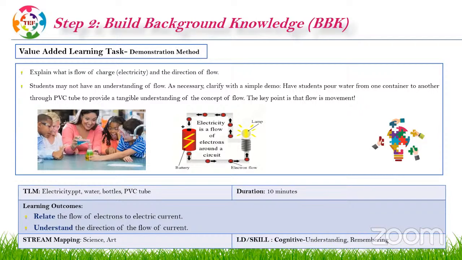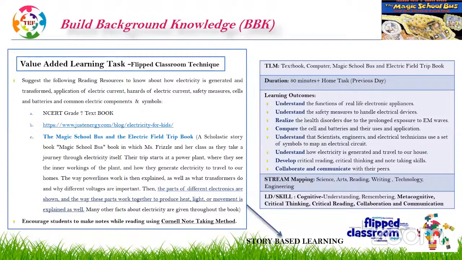Here, flow of electrons, the teacher plans to explain through a demonstration method. So again, here the stream mapping concept is science and art. Second is the flipped classroom. Most of you are aware of the flipped classroom. Previously, the teacher may give the students a book or a site as a home task on the previous day. So you may read, and in the next class we may discuss. So through a flipped classroom technique also we can build the background knowledge.